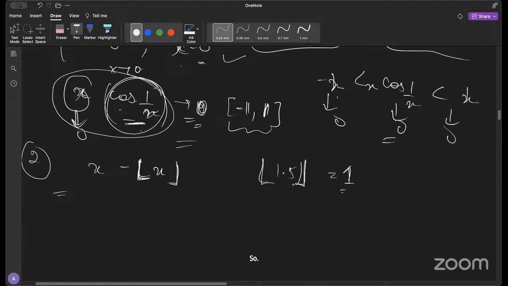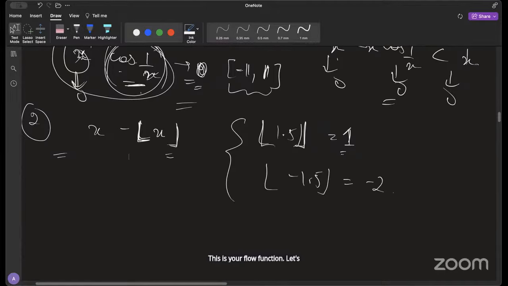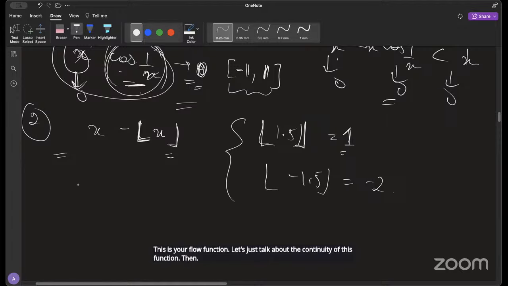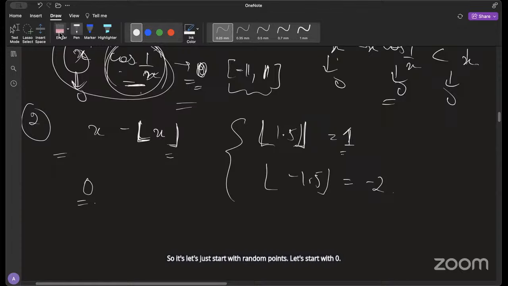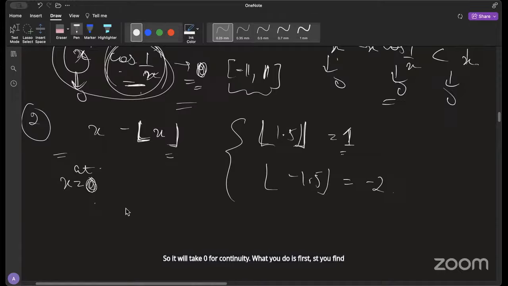So for your floor function, this value is 1, and for minus 1.5, it should be minus 2, right? This is your floor function. So let's just talk about the continuity of this function then. Let's just start with random points. Let's start with 0. Do you think this function is continuous at 0? Let's check at x equals 0. For continuity, first you find the value at 0, which is obviously 0. If this is your f function, then f at 0 is 0, right?